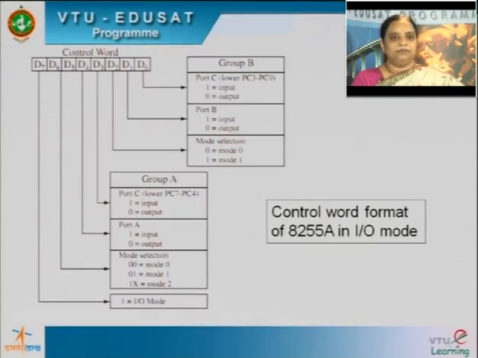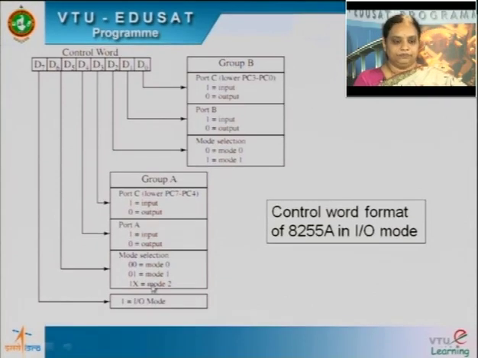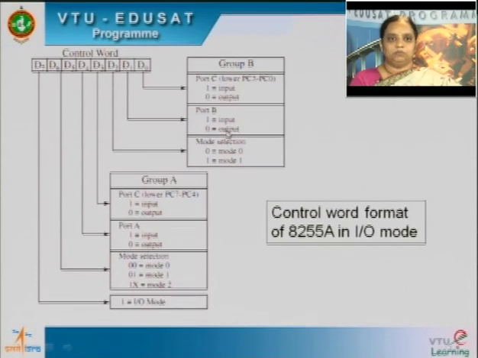When you have to communicate between two 8-bit processors, you will be using mode 2. But in this class, we are concentrating only on mode 0. Similarly, port B has 2 modes, that is mode 0 and mode 1. And once again, port B can be configured as either input or output.